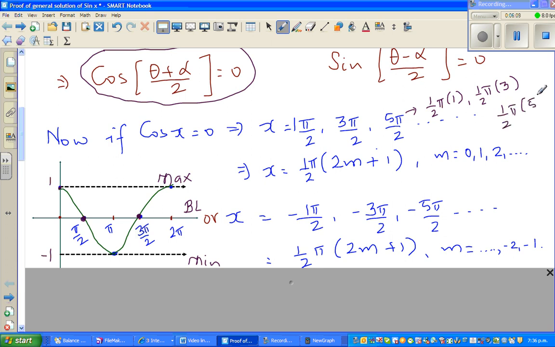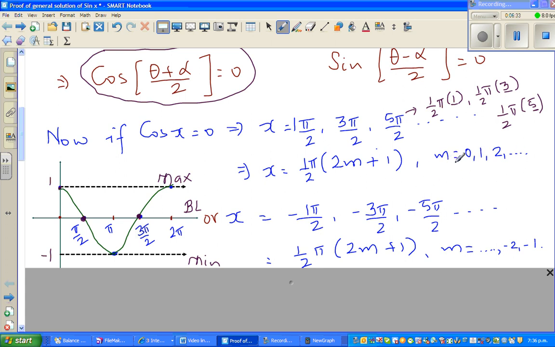So if you look at the numbers, these are 1, 3, 5. They are odd numbers. So the next number would be half pi times 7, so 7 pi by 2. This is the general way to write an odd number: 2m plus 1, where m is 0, 1, 2.